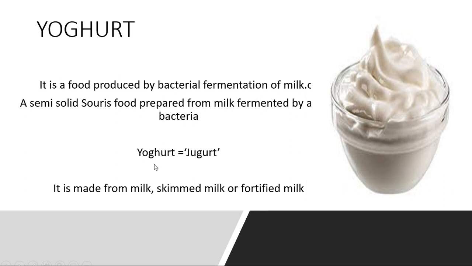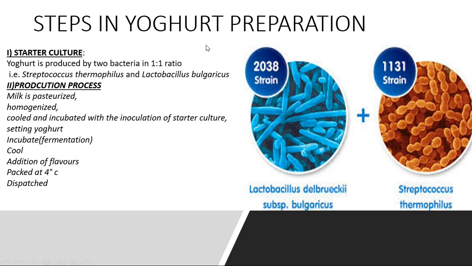The name yogurt is derived from a Turkish word, and this is the most popular and widely available fermented milk in the western world. Its popularity derives more from its flavor and versatility than from its keeping qualities. Yogurt, as I said, is made from milk, skimmed milk or fortified milk, usually from cows, but sometimes from other animals such as goat or sheep. Generally they use cow milk for the preparation of yogurt, but yogurt can also be prepared using goat or sheep's milk.